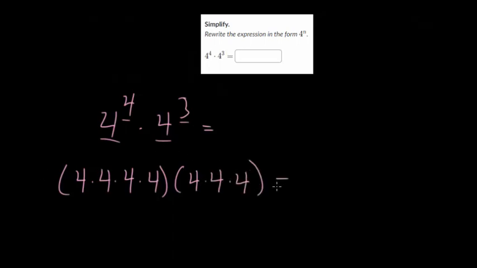And in total, you can see you have 7 of these. 4 here and 3 here. So 7 total. So we can rewrite this as 4 to the 7th power. So that's what you would put in the box up here.